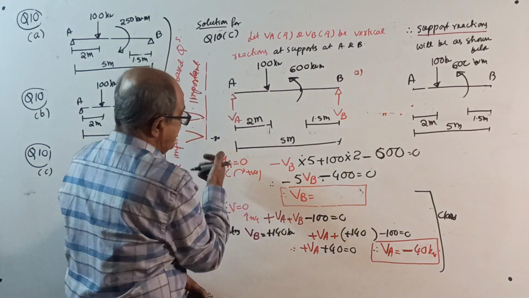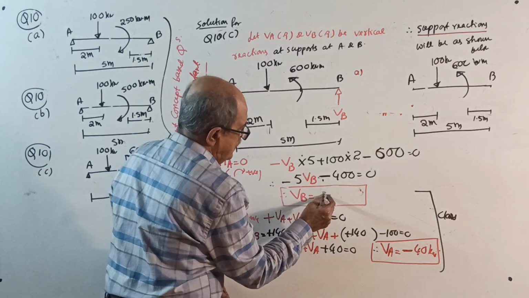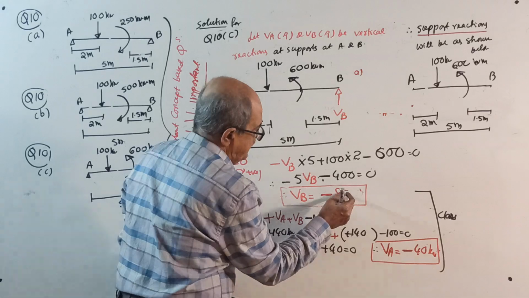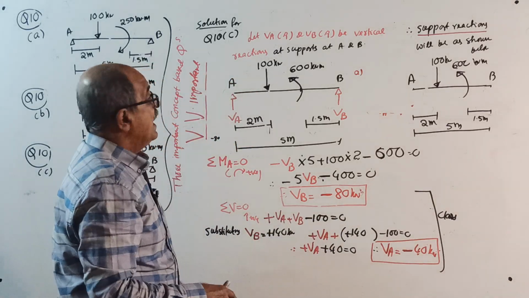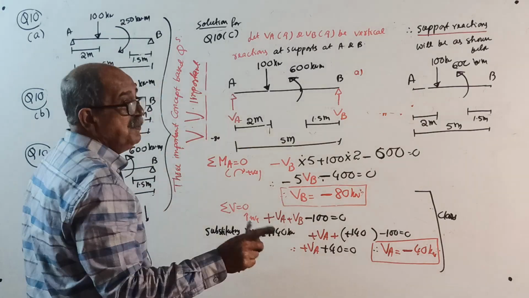Minus 80, I told minus 80 should come. VB will come minus 80 kilonewton, correct? 40 and 120, correct? Minus 80 kilonewton. Actually, question number C is more important. I will tell you why.